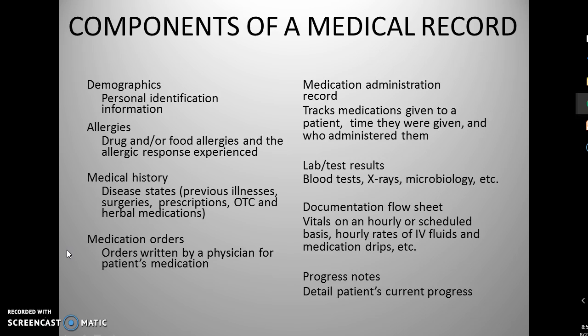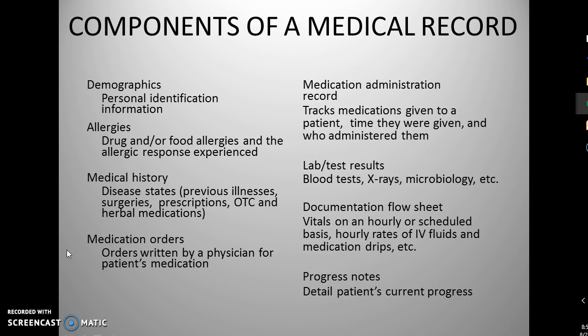Then there's a separate section called document flow sheets. These are forms that are filled out by the nursing staff that track the patient's vitals on an hourly or scheduled basis, heart rates, IV volume, and medication drips, ventilator settings or other respiratory support, patient intake, urine output, pain scores, and other nursing notes.